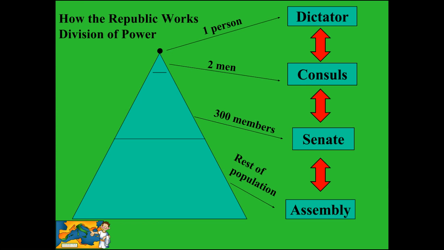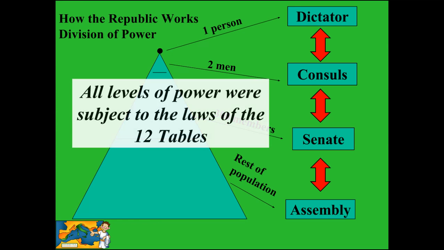In review, the citizens in the Roman Republic were far from equal, with patricians holding most of the wealth and most of the power in the positions of consul and senate. However, they were far more democratic than the vast majority of civilizations in that they allowed every free male citizen the right to vote in the assemblies. Furthermore, all men were equal before the law, as all levels of power were subject to the laws of the 12 Tables.